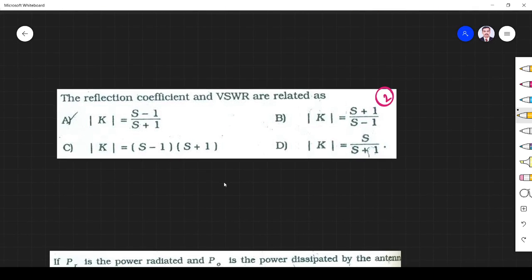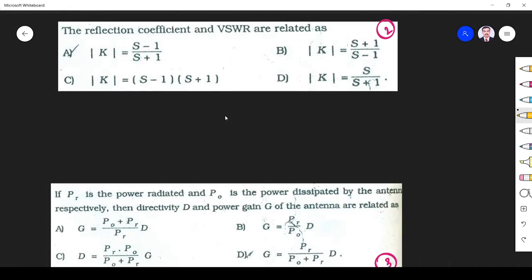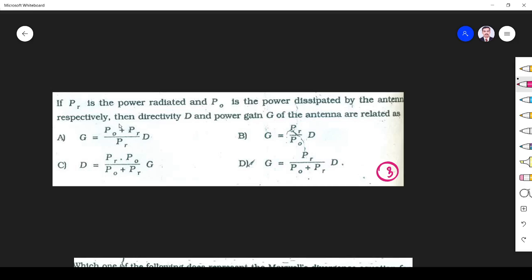Second question, the reflection coefficient and VSWR are related. We know gamma is equal to S minus 1 divided by S plus 1. Right? So this is the correct answer. Next one, if PR is the radiated power and PO is the power dissipated by the antenna respectively, then directivity and gain are related by, so gain is equal to power radiated divided by PO plus PR into directivity. It's a direct formula, so option D is the right answer.